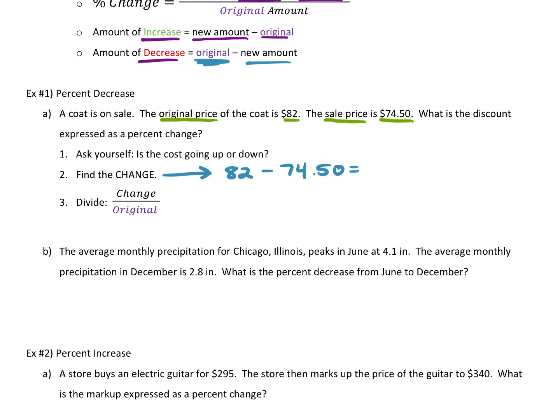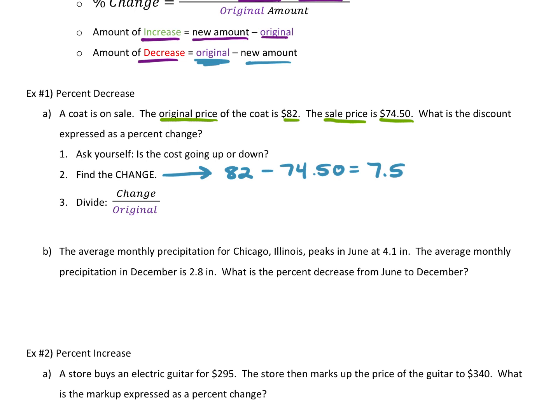Anyone know the number? If you plug it into your calculator, it's 7.5. That's $7.50 off of the amount. So it comes out to 7.5.